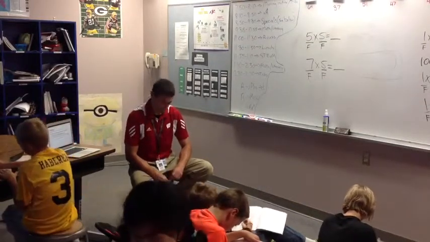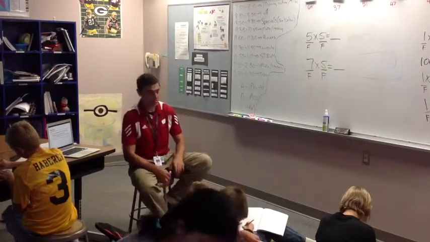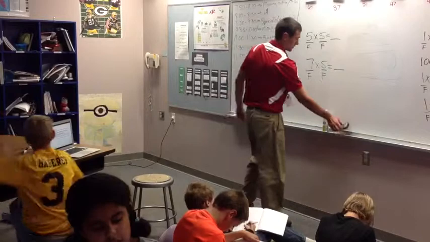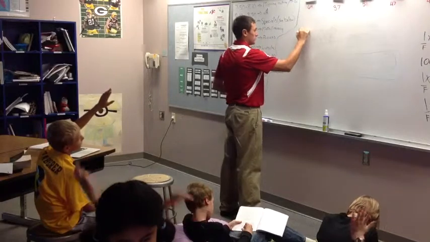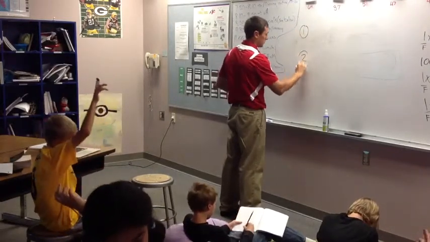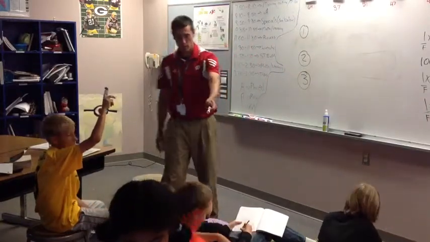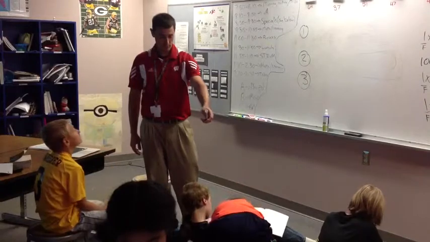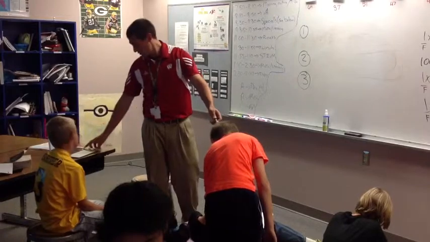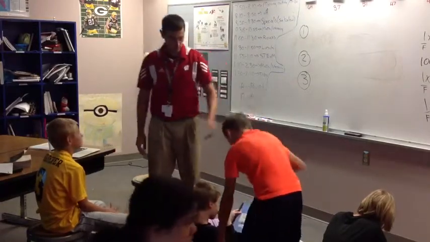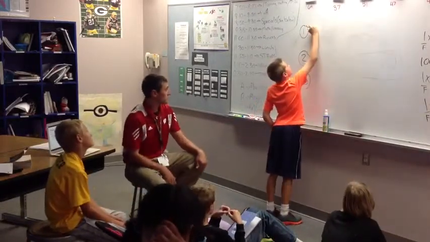And the third one. Each child has 6 pencils. If there are 2 children, how many pencils are there in total? And why don't we have Ethan come up and write number 1 on the board? Make sure you draw the lines underneath and write the letters.